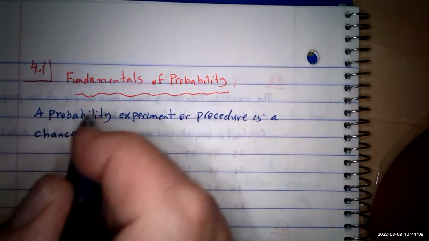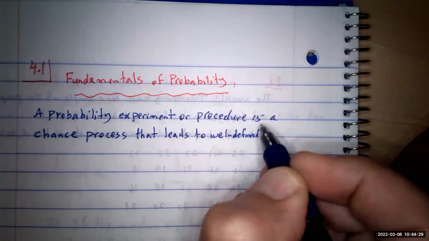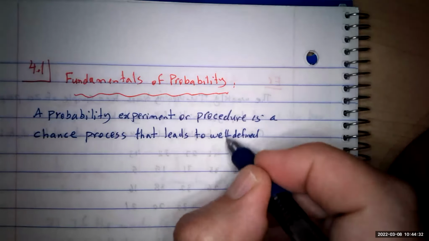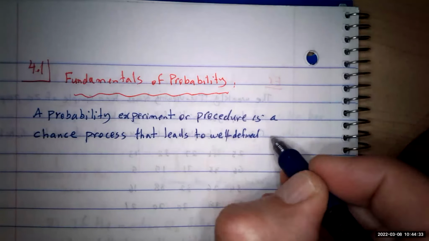Okay, well-defined results that we are going to call them. Those results are going to be called outcomes. This is one of those expressions that we have to know from now. Outcomes.